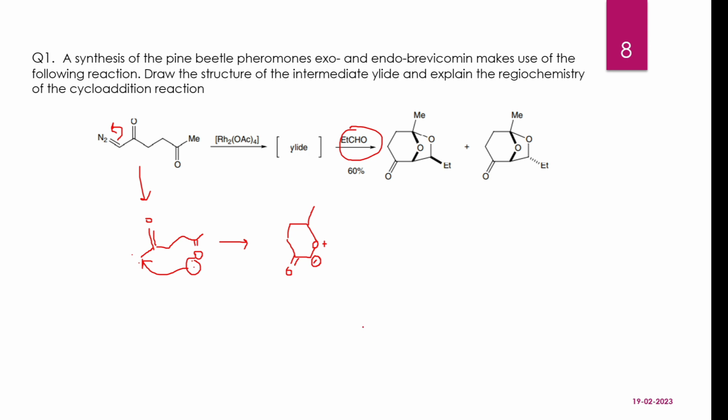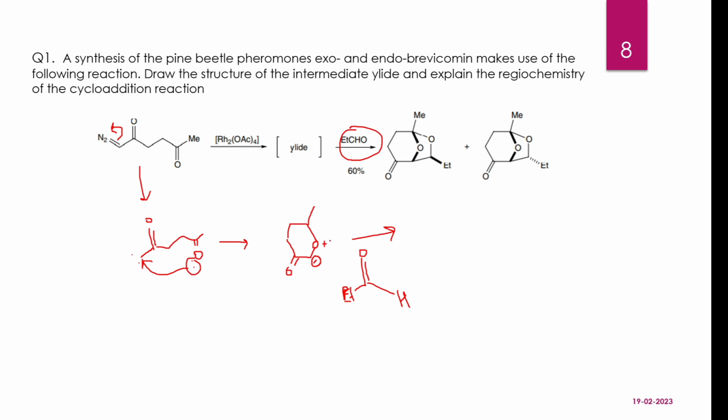Now when this is formed, the aldehyde will be added to this. So they said explain the regiochemistry. What is regiochemistry? Regiochemistry is when a substrate chooses between two reacting centers.